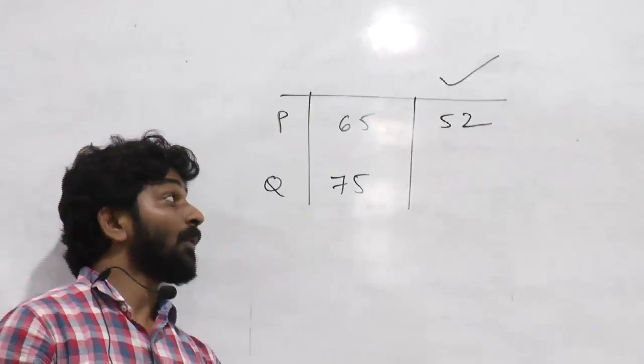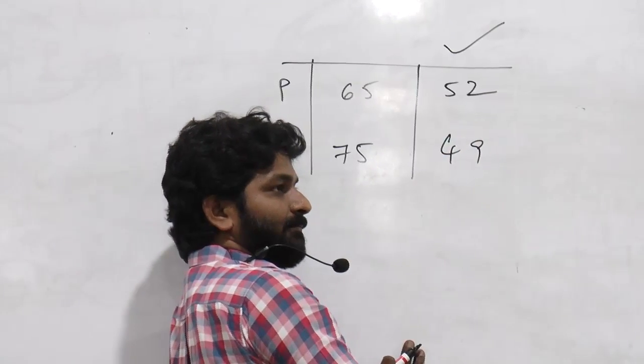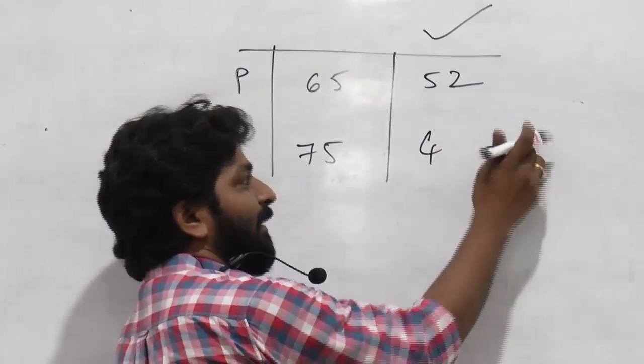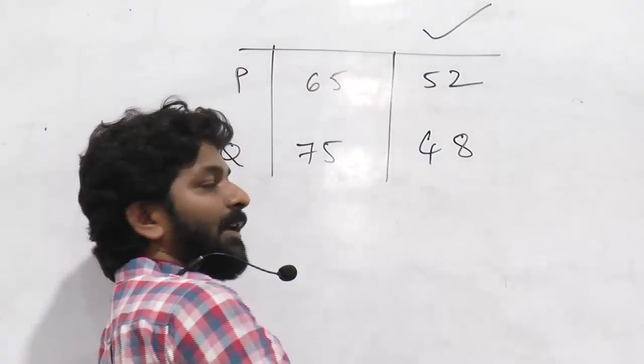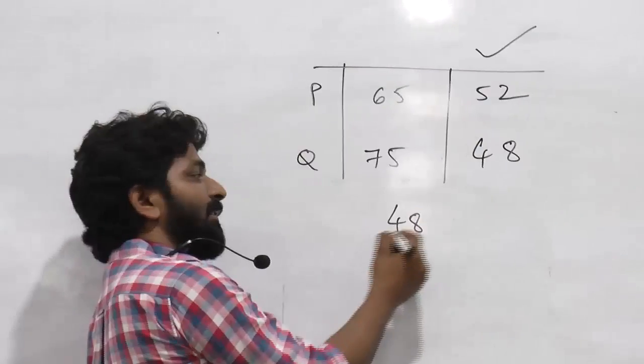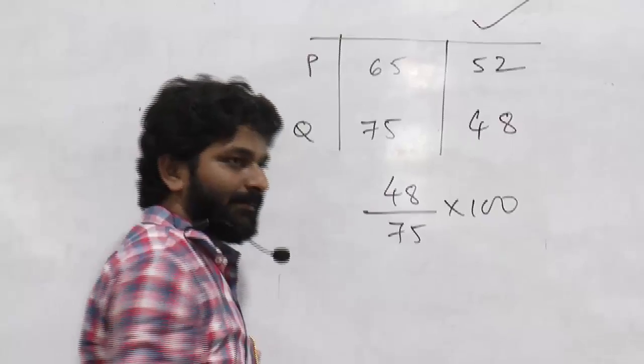Fewer means subtract, right? That is 52 minus 4, so 48 here. It asks about the pass percentage in Q. 48 out of 75 into 100.